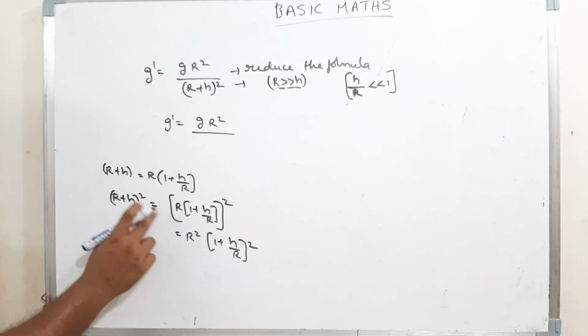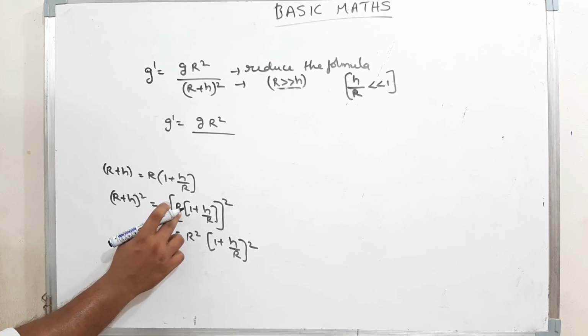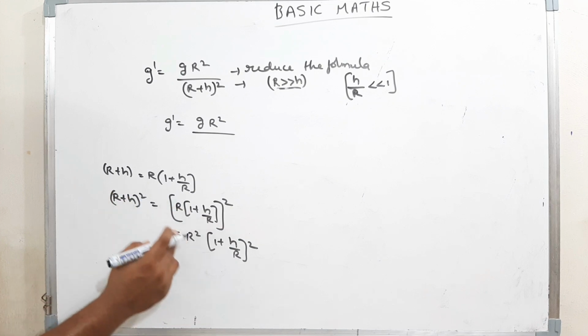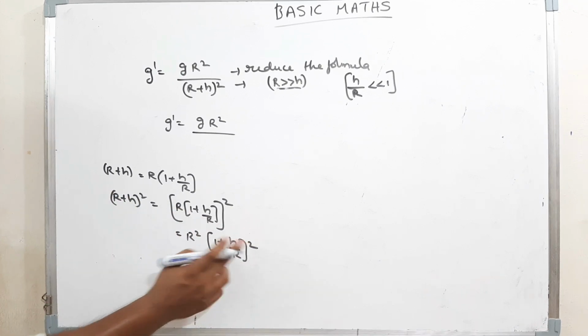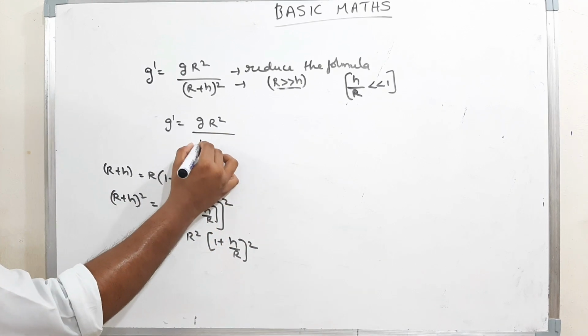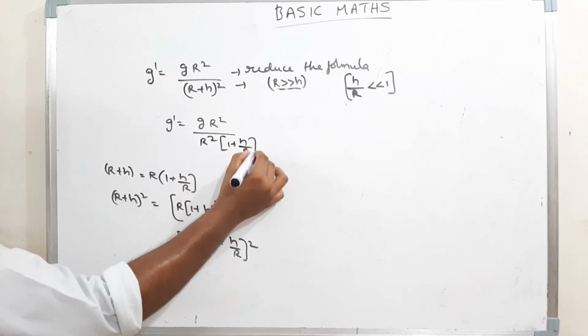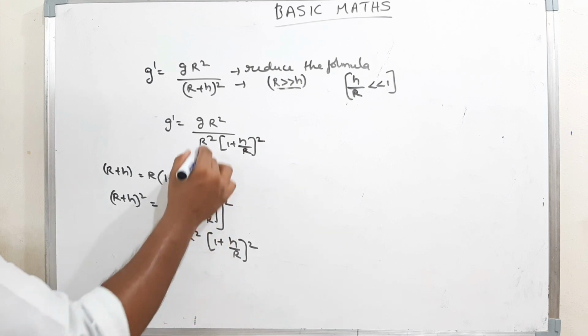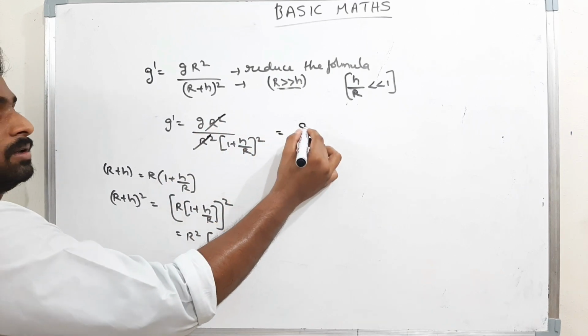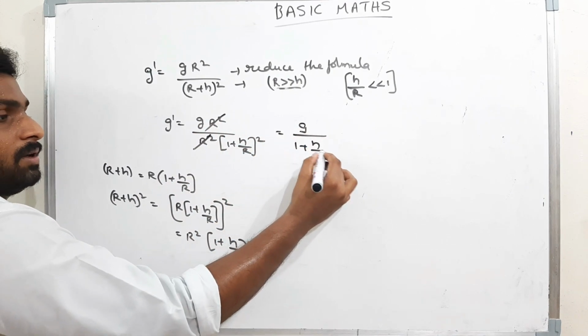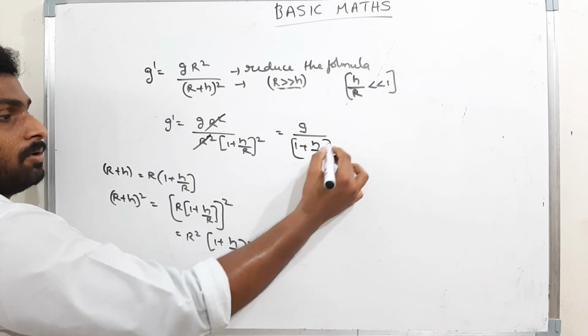R plus H whole square is nothing but I took R common, and now R square, R common, comes outside. Therefore R square into 1 plus H by R whole square. Now I am writing this one there. So what I will get? R square cancels. What is remaining? g by 1 plus H by R whole square.